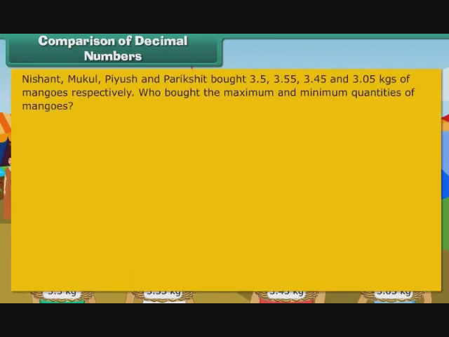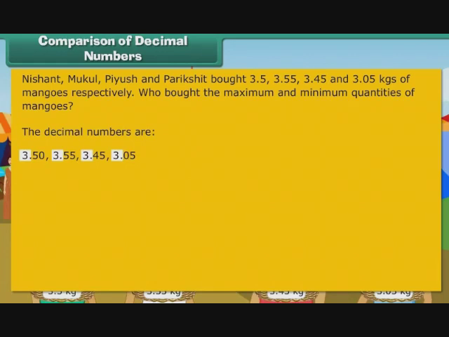Let us first arrange the decimal quantities in the descending order, that is, the decreasing order of values. The decimal numbers are 3.5, 3.55, 3.45, 3.05. Let us rewrite the numbers so that all of them have the same number of digits after the decimal point. So, we have 3.50, 3.55, 3.45, 3.05. All the numbers have 3 to the left of the decimal points.